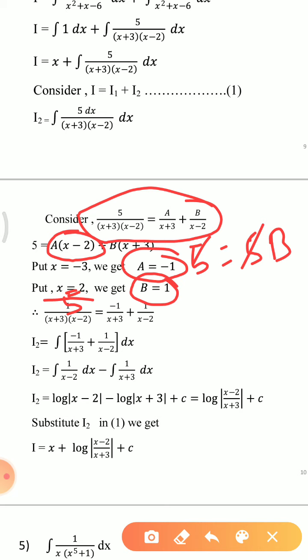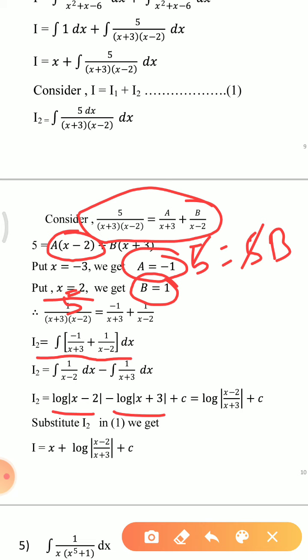Then the integral form is integration of the bracket minus 1 upon x plus 3 plus 1 upon x minus 2 dx. Then I2 is equal to, separate the integration, integral 1 upon x minus 2 dx, plus, shifting that side, minus 1 upon x plus 3 dx here. Then I2 is equal to log of mod of x minus 2 minus log of mod of x plus 3 plus c.